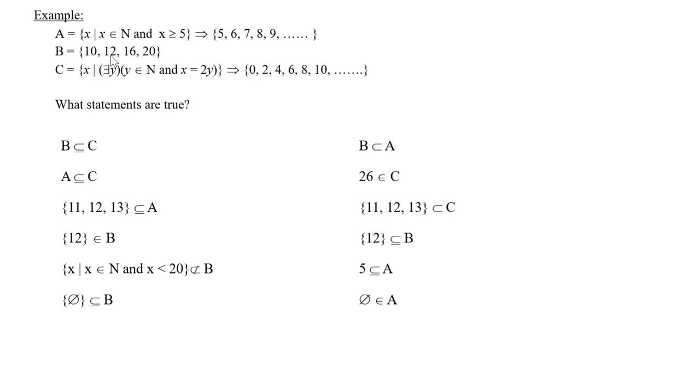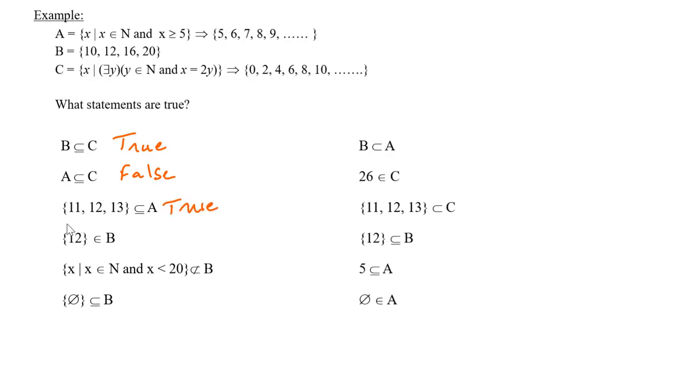Well, B is all even, and this is our even numbers, so I would say yes. So the statement is true. I would say that B is a subset of C. Is A a subset of C? I would say no, because A has some odd numbers, and C doesn't have any odd number. So we say it's false. Now, is {11, 12, 13} a subset of A? So A is 5, 6, 7, and so on, and eventually we'll have 11, 12, 13, 14, and so on. So indeed {11, 12, 13} is a subset of A.